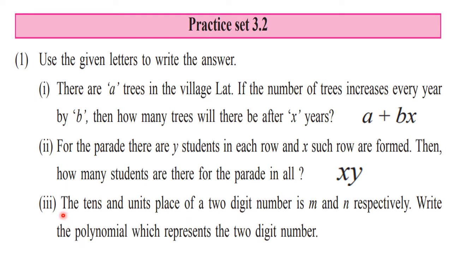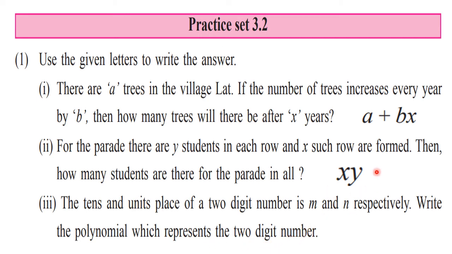Next, the tens and units place of a two-digit number is M and N respectively. Write the polynomial which represents the two-digit number. Okay, so for example, here you take this as a two-digit number, say. So you know that this is units place and this is tens place. So these digits are given to us. In tens place, here like we have what? M. And in units place, here we have N. Okay, and we have to write down that two-digit number.